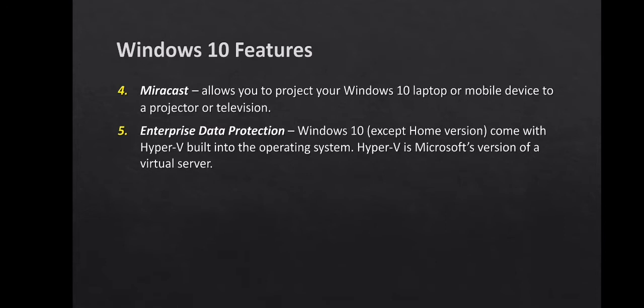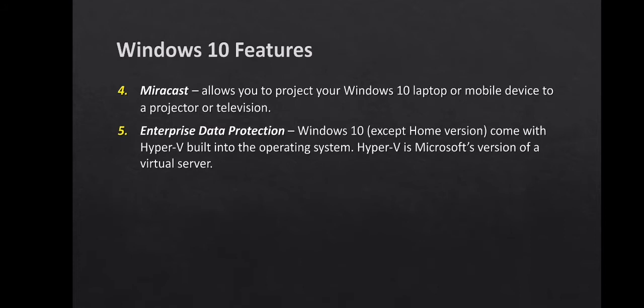The next is enterprise data protection. Windows 10, except the home version of Windows 10, came with Hyper-V built into the operating system. Hyper-V is Microsoft's version of a virtual server. This helps your computer process data faster and more efficiently, and this will also save you some money because you don't have to buy additional hardware that you will need for your computer system.